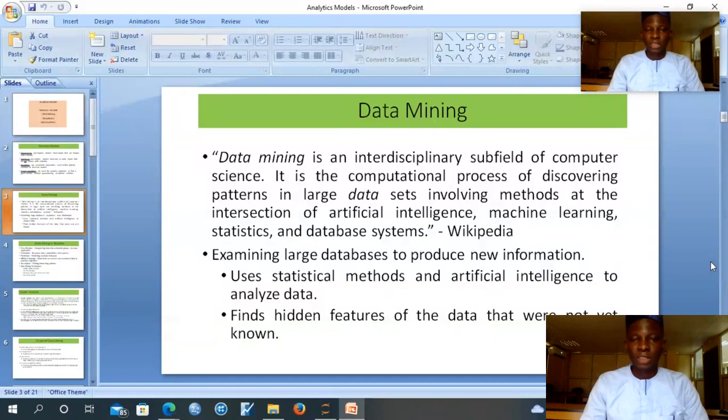Data mining is an interdisciplinary subfield of computer science. It is the computational process of discovering patterns in large data sets, involving methods at the intersection of artificial intelligence, machine learning, statistics, and database systems. This is the Wikipedia definition of data mining. It involves examining large databases to produce new information, using statistical methods and artificial intelligence to analyze data, to find hidden features of the data that were not yet known.